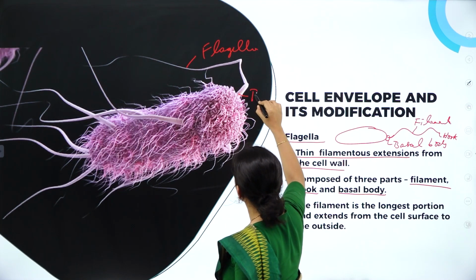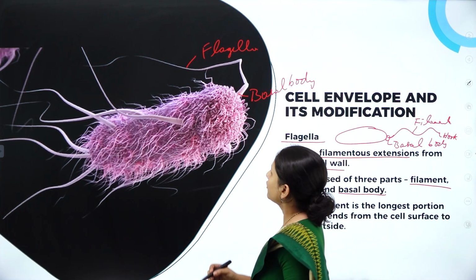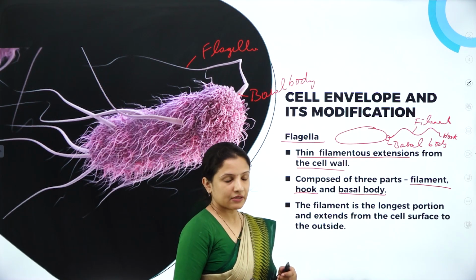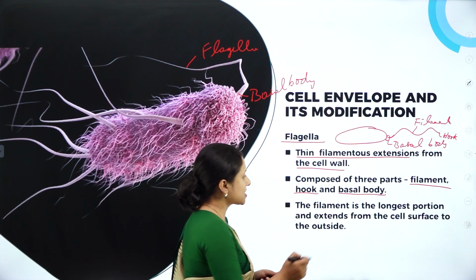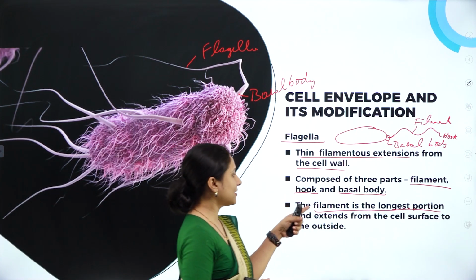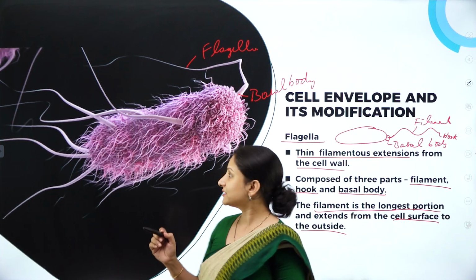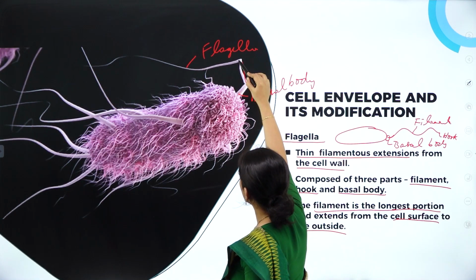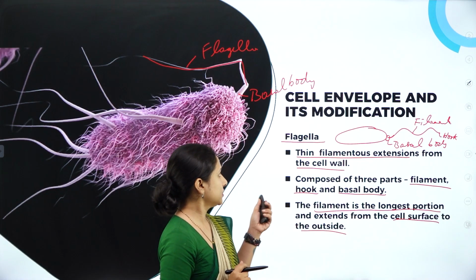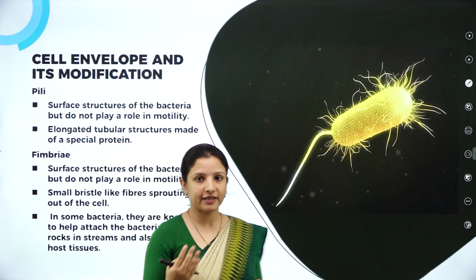So this forms the basal body of the flagella. And the longest part of the flagella is the filament, that you have to remember. So the filament is the longest portion, and it extends from the cell surface to the outside. That is true, right? From the cell surface, from here to the outside, it extends like a thin whip. And the function of the flagella is helping the bacteria to locomote from one place to another.